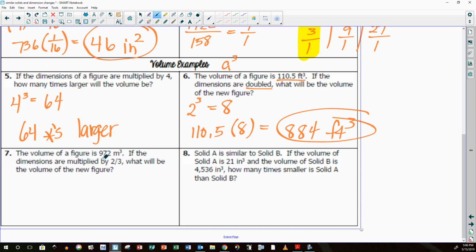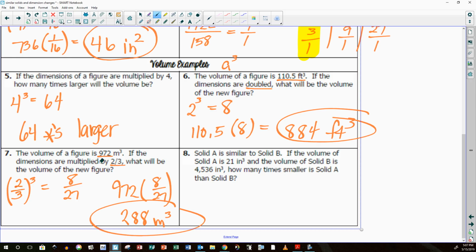The volume of a figure is 972. If the dimensions are multiplied by 2/3, so now we've got 2/3 and we're talking volume, so we're cubing. That means 8/27. So take your original volume, 972, and multiply by 8/27. So 972 times 8 divided by 27 is 288 meters cubed. So since the dimensions are 2/3, the volume will be 8/27 of the original. So it's definitely going to be smaller.